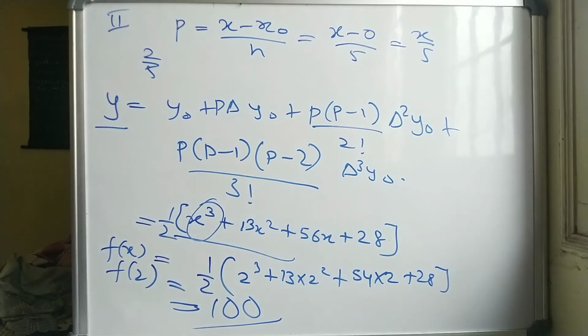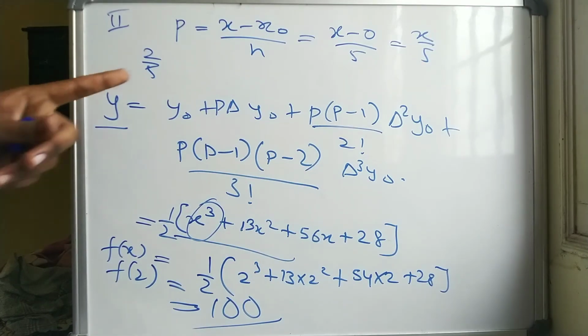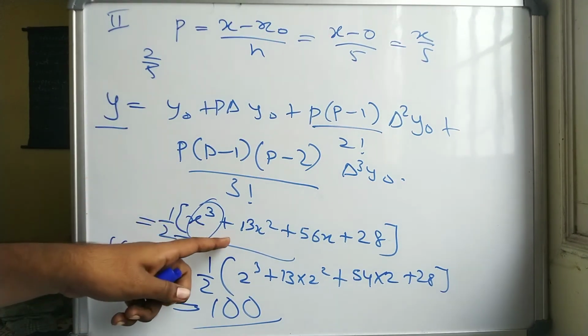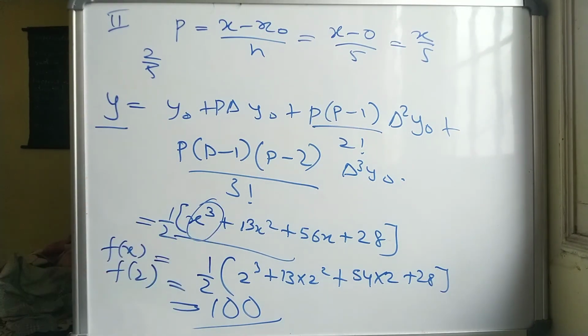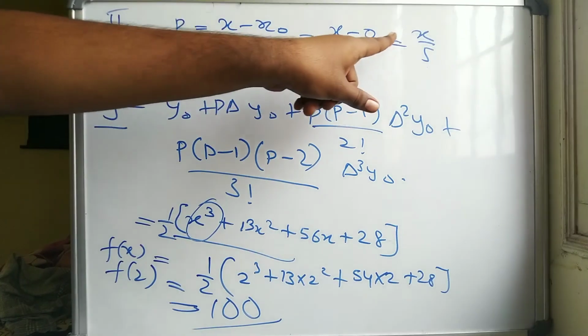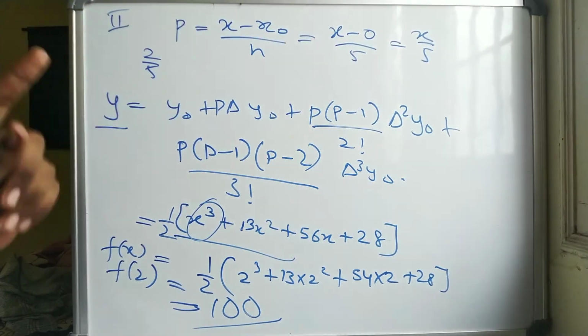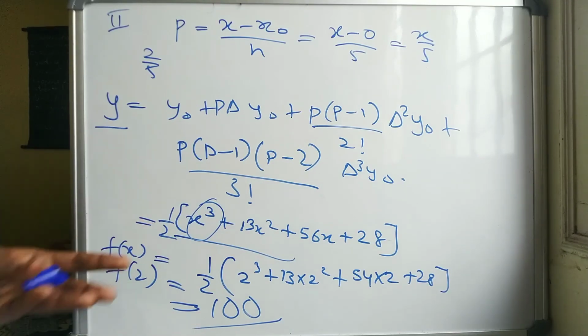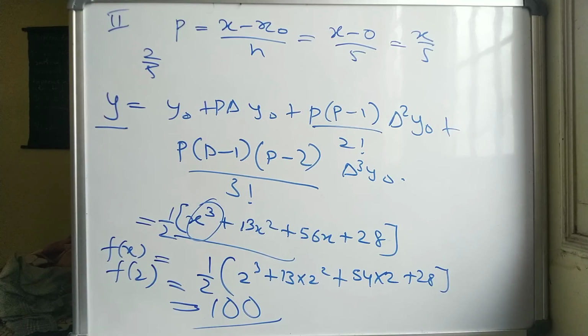So these are the two ways you can do. In this method, you are going to find the polynomial first, then substitute the value of 2. In the previous method that we did earlier, we substituted the value of x in p itself, so p will be 2 by 5, and we get the direct answer as 100. Okay, no need to substitute again and all. So this is the procedure.